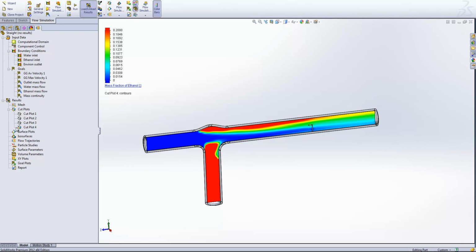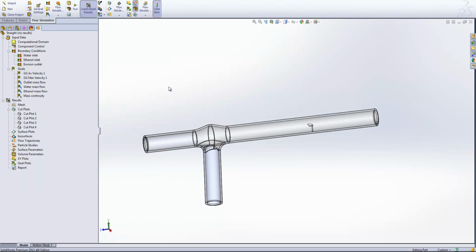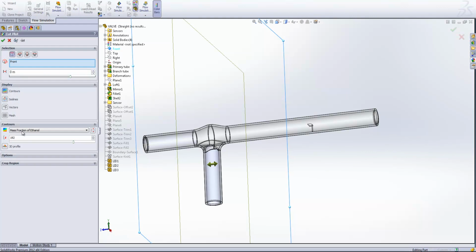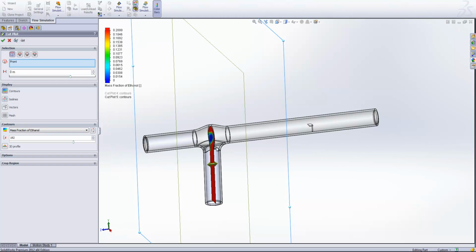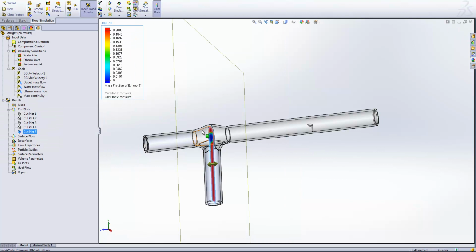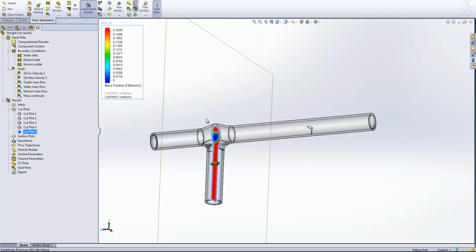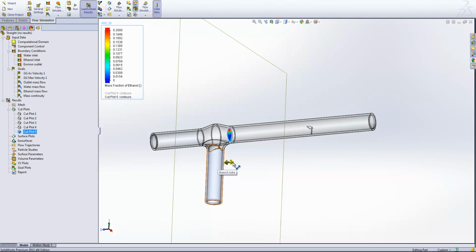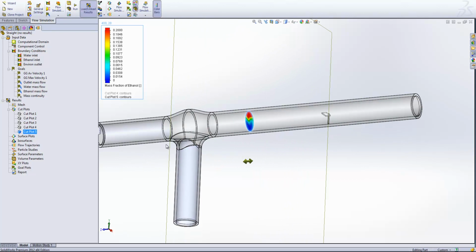So let's have a look at a couple of other plots before we go and move on to analyse our design. One final cut plot we'll use is another mass fraction of ethanol, but in this case we're going to use the front plane, so we get a cross-sectional analysis of the pipe. As I drag this cut plot through, you'll see how easily we can move these plots around to view exactly what we're after.